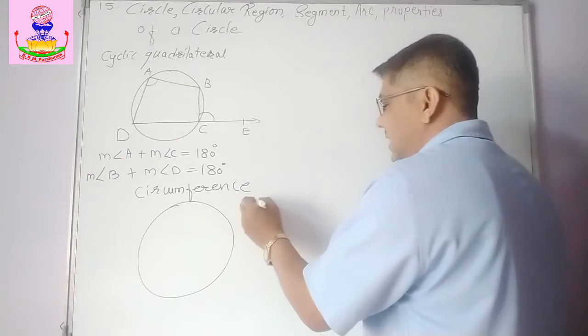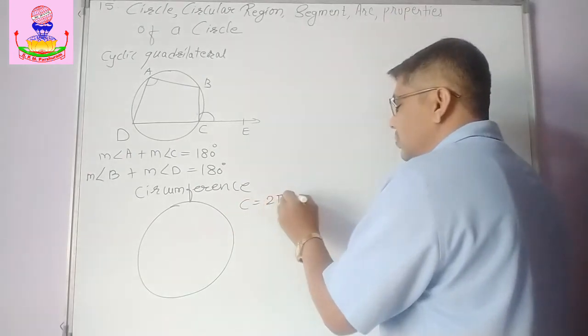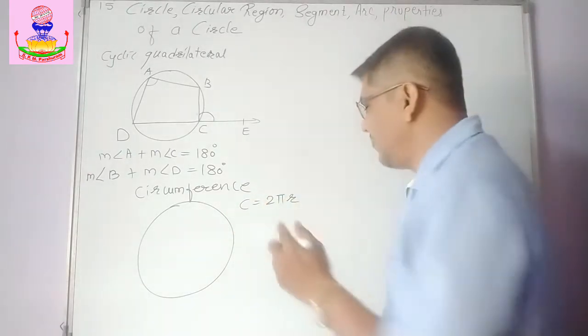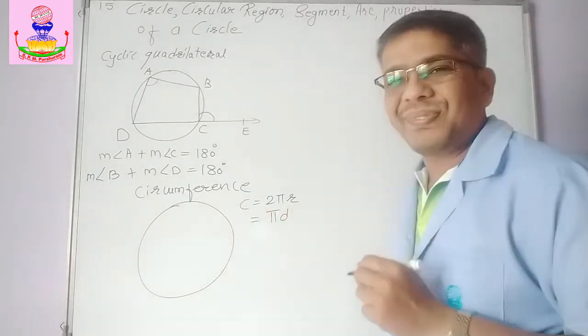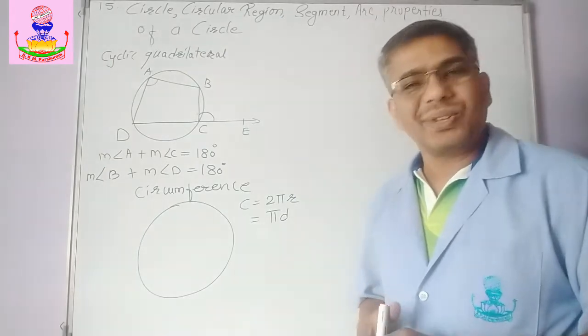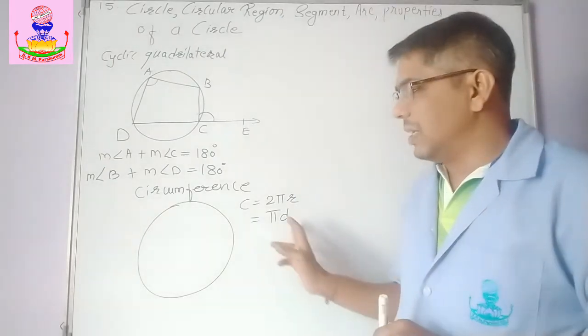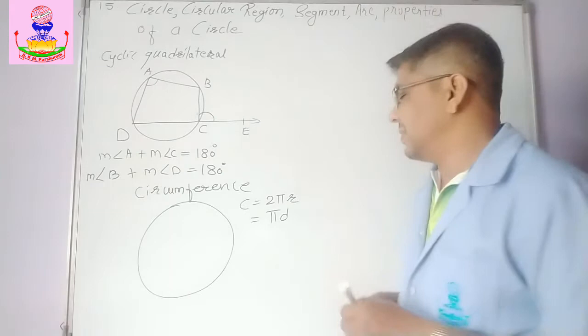And how do we give circumference? Yes, C is equal to 2 pi r. You know that formula. Or C is equal to pi d, pi into diameter. Okay. So these are the two formulas which are used to find out circumference.